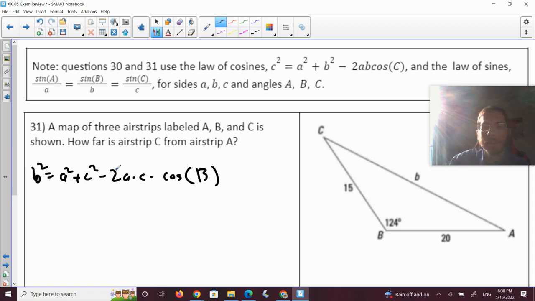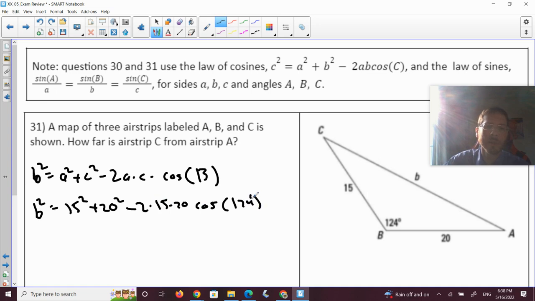All right, so then we plug in everything that we know, which is not b. But we do know a is going to be 15. Doesn't matter which one is a and which one is c. I'm just going to make c bigger than a because we're used to c being bigger than a. 2 times 15 times 20, cosine of 124 degrees. All right, so this looks like it's complicated, but this is really just a job for the calculator. We're just going to type all that in.